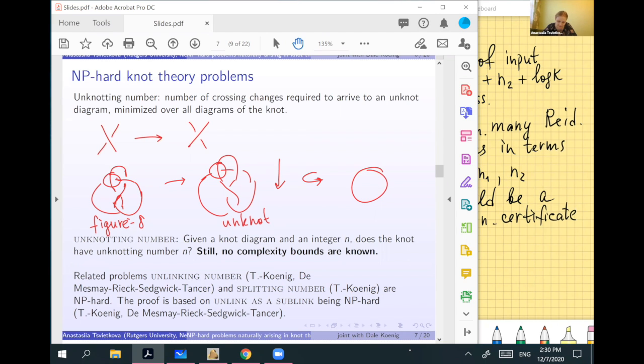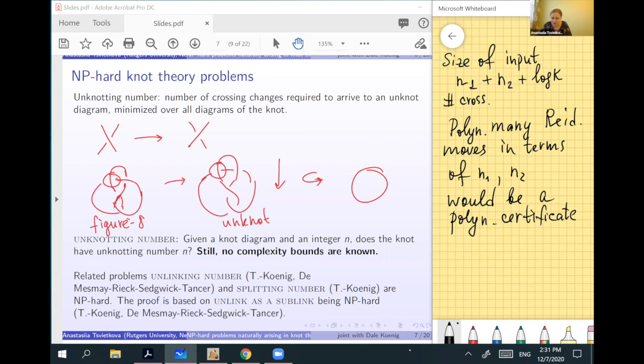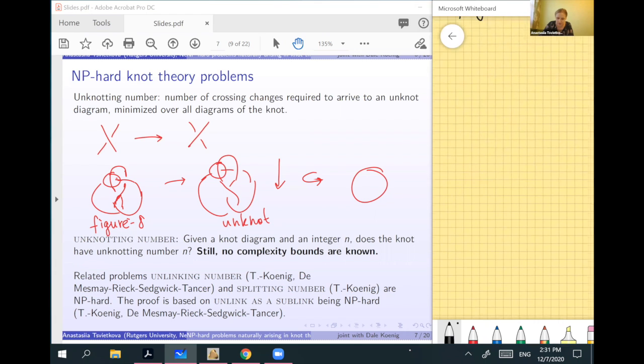And for unlinking number, we actually don't know yet that it is even computable. There is no algorithm for it. So it really looks like a hard problem. And there has been a huge amount of work on this. Maybe let me say a bit about prior work just to justify that it's really a hard problem.